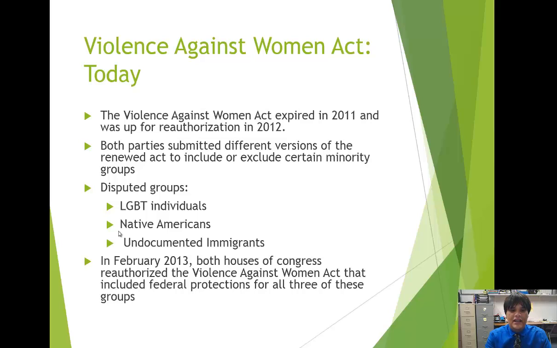But that being said, in February 2013, both houses of Congress reauthorized the Violence Against Women Act that included protections for all three of these groups. So now all three of these groups are protected, along with women in general. And now this was in February 2013. You had a split Congress. You had the Republicans in the House and the Democrats in the Senate, and both of them passed this act, which really shows that domestic violence and rape are a very important issue, regardless of political ideology, and a very touching issue, a very personal issue, as it should be.